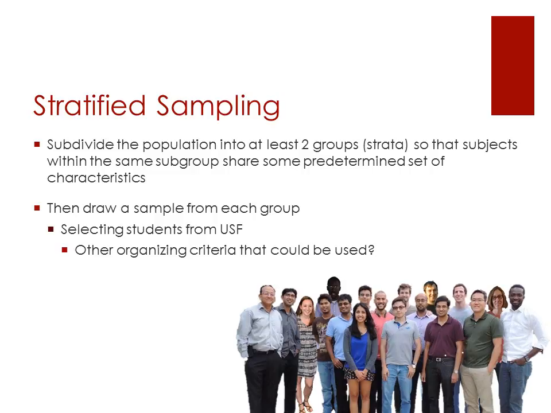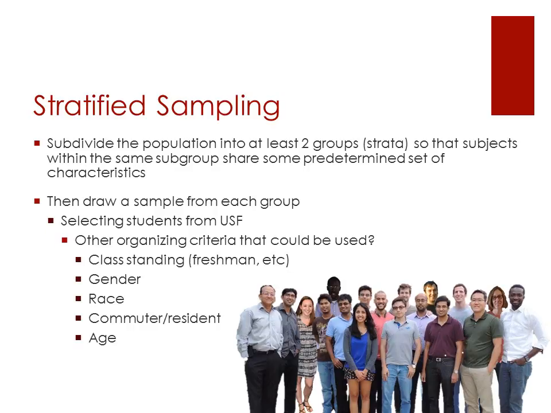Again, looking at our idea of sampling students from USF, what are other organizing criteria that I could have used? Well, I could have looked at class standing, like freshman, sophomore, junior, senior. I could have looked at gender, race. I could have looked at whether a commuter or a resident. I could have looked at age. Any of these could have been meaningful strata to break down the overall student population into, depending upon the research questions I'm interested in answering.